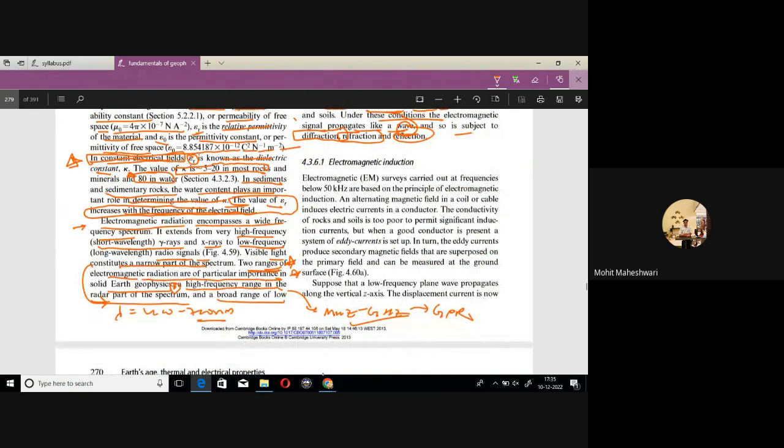Now we are going to talk about the first electromagnetic method, which is known as electromagnetic induction. Very, very important. In the Mains exam, there will be a question of at least 50 marks: describe the electromagnetic induction method. So you have to talk about these things. Let's see what is given there.